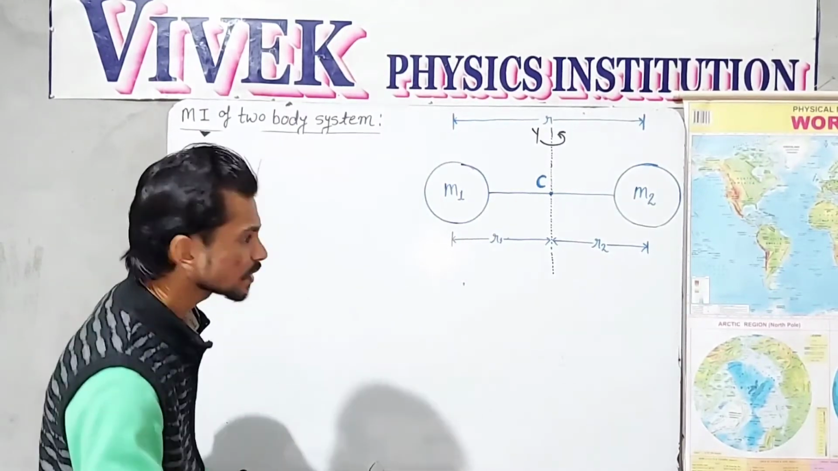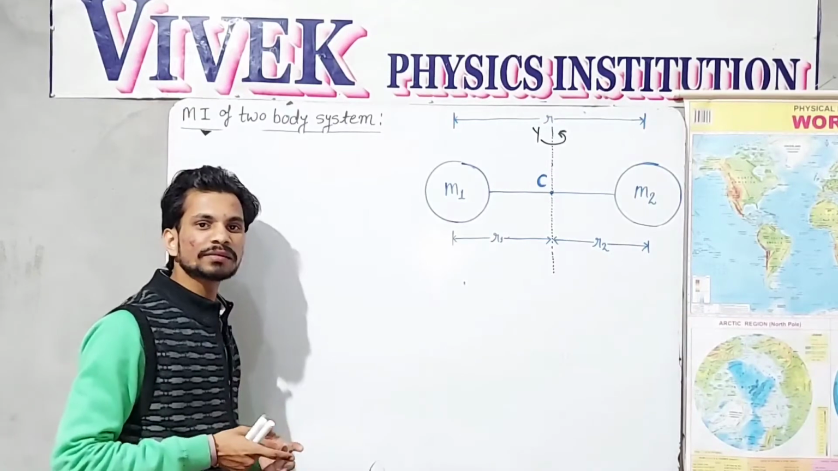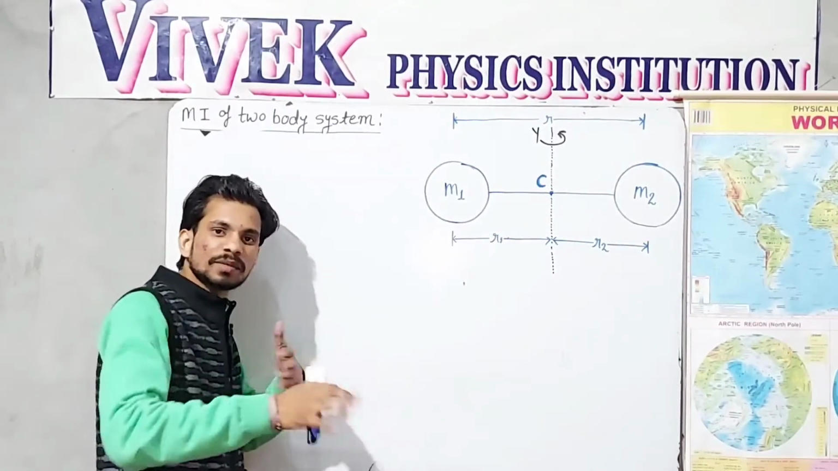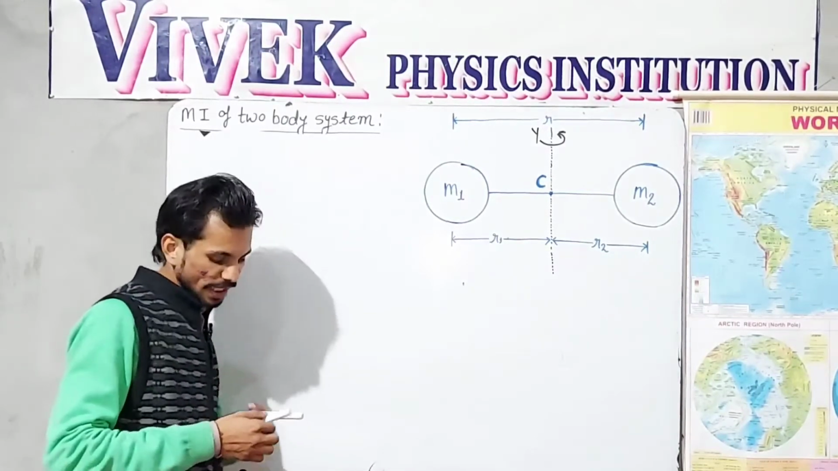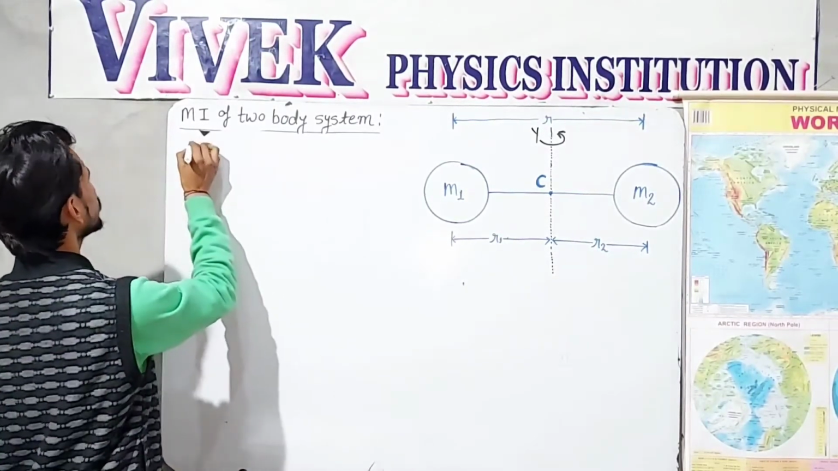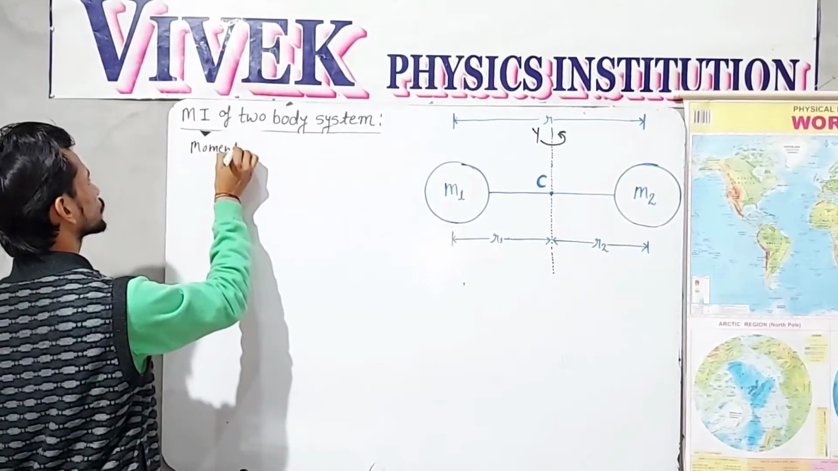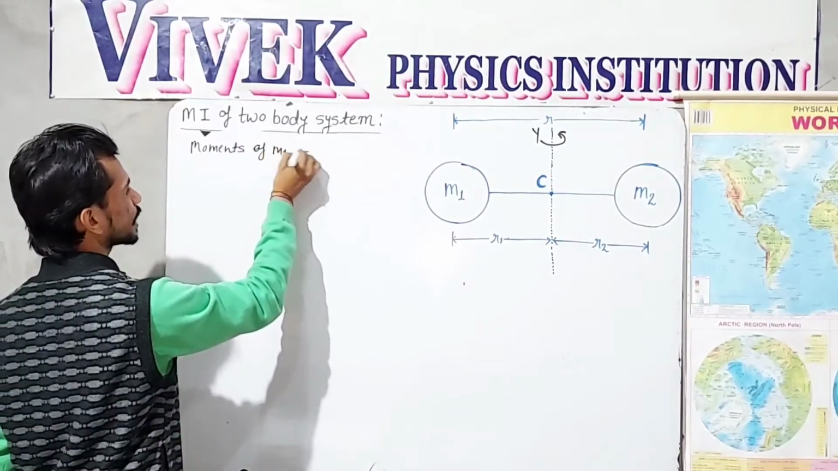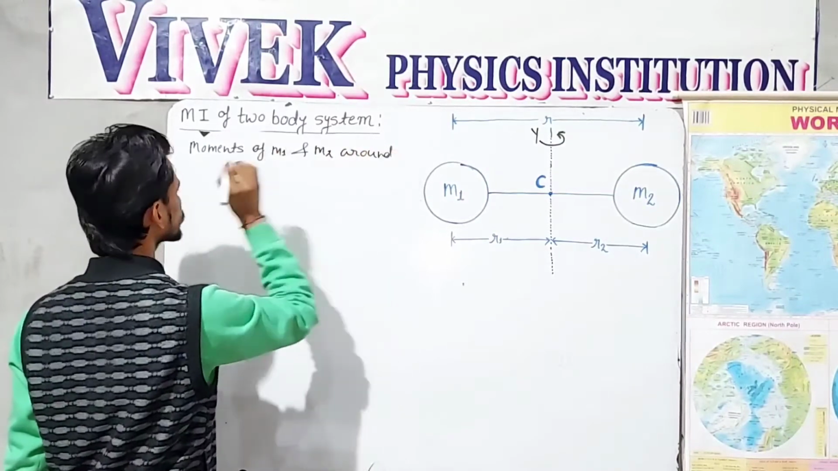Now by the definition of center of mass, we can easily say that the moments of all the sides about the center of mass are equal. This is just a fact of the center of mass. So I am writing that fact. Moments of M1 and M2 around C.